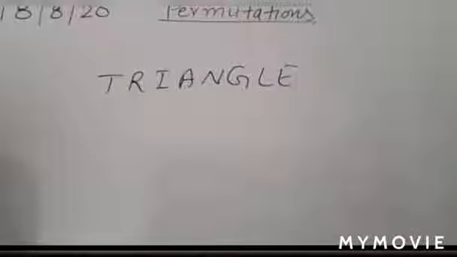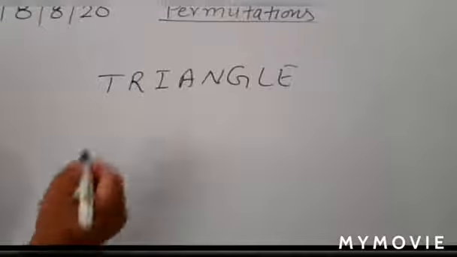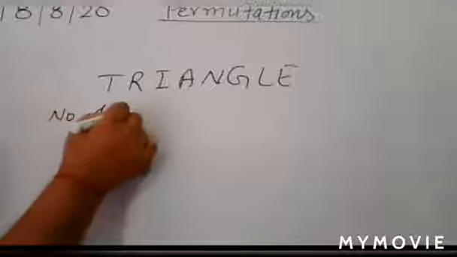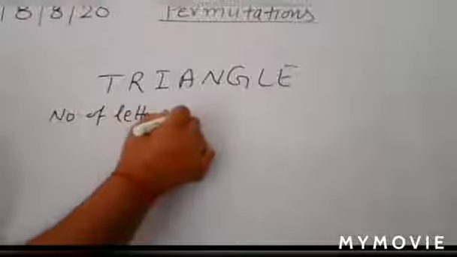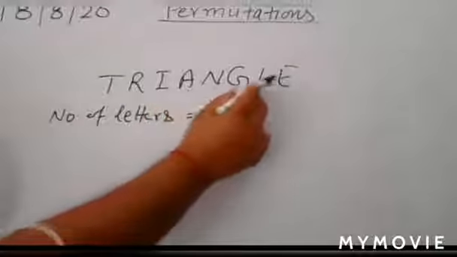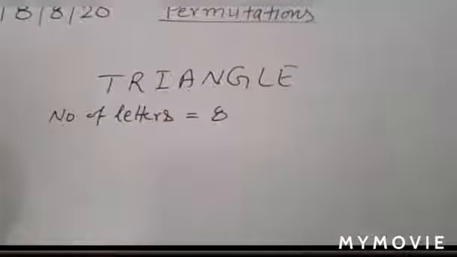Okay, so just listen. How many words can be formed from the letters of the word triangle? How many of these will begin with T and end with E? Yes, this is also the same type of question. So first of all, you count the number of letters. Here the number of letters is 1, 2, 3, 4, 5, 6, 7, and 8. Yes, 8 letters are there.